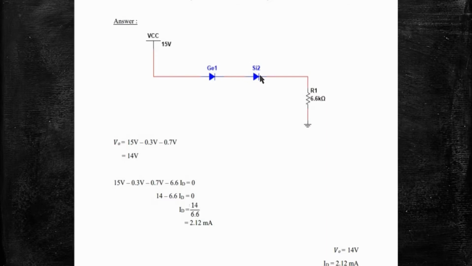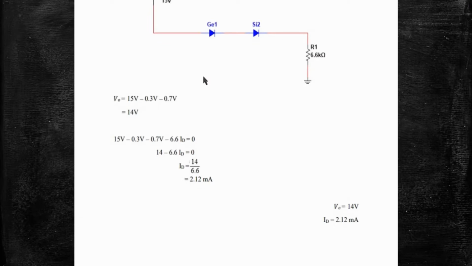After we get this circuit, I will apply the series diode configuration calculation. For the first question, find V0. The formula to find V0 is V0 equals 15 volt minus 0.3 volt minus 0.7 volt, and the answer is 14 volt.